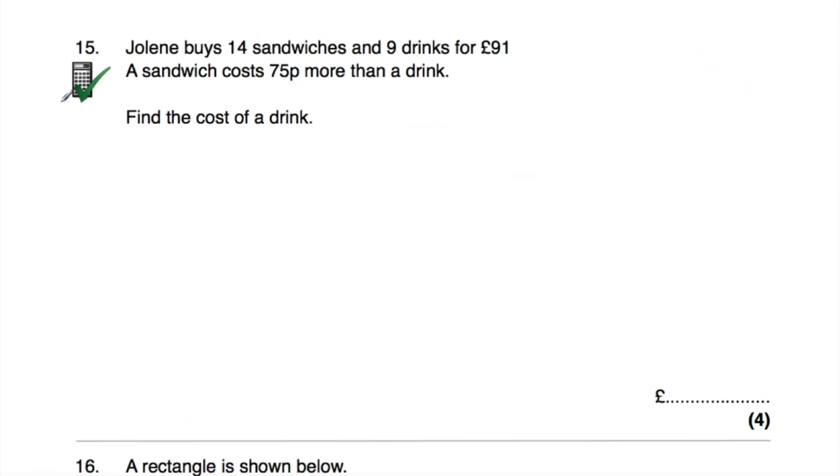Okay, let's have a look at our next question, question number 15. Question number 15 says, Jolene buys 14 sandwiches and 9 drinks for £91. And a sandwich costs 75p more than a drink. And we've been asked to find the cost of a drink.